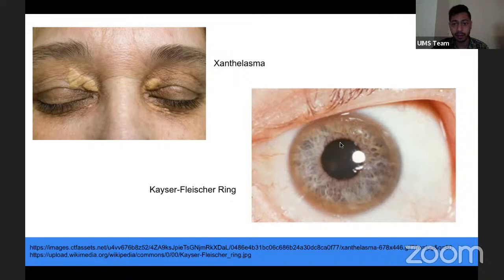And then on the bottom right, we obviously have a picture of the eye here, but these rings here, especially in this part of the eye region, are what are known as Kayser-Fleischer rings. And these are usually linked with Wilson's disease, which is a metabolic disorder of abnormal copper accumulation.